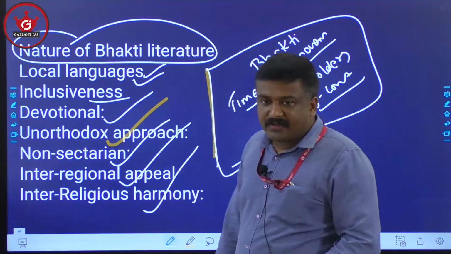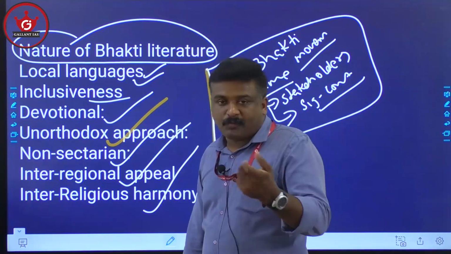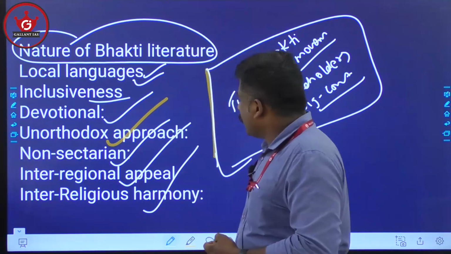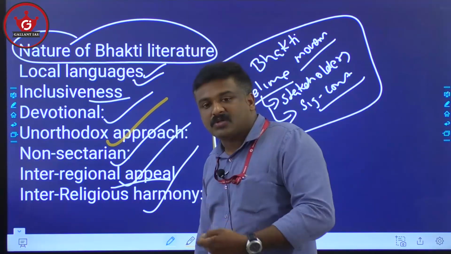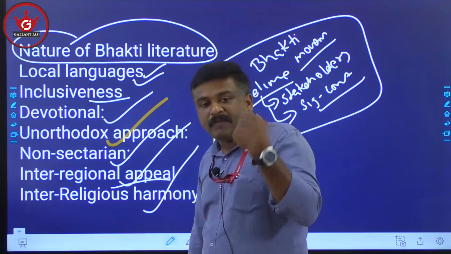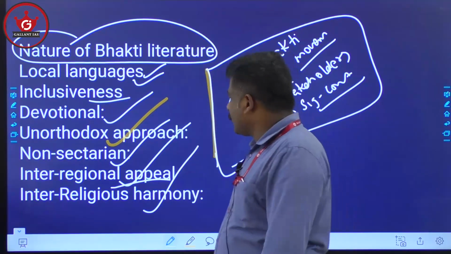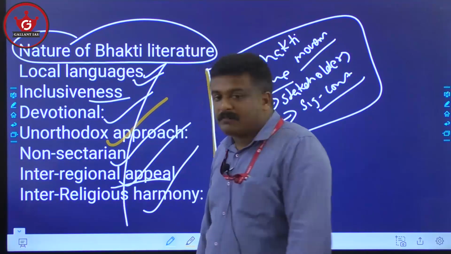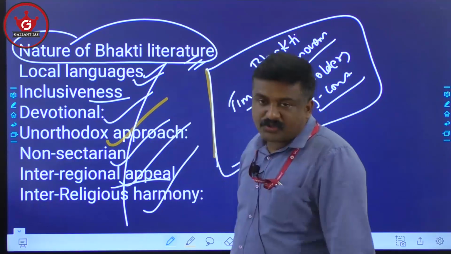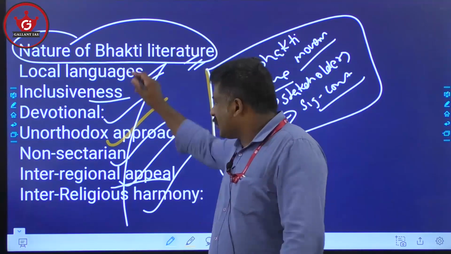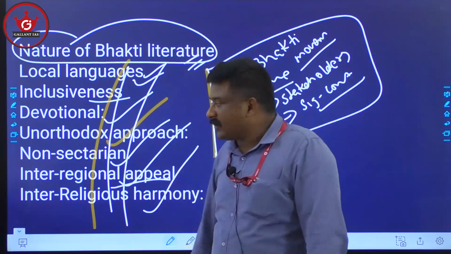For example, Baba Farid and his compositions and their influence on Sikh literature, Sikh poetry, you can mention. In the regional approach, you can see that the Ramacharita influenced the literature of other parts of India also. So these are some points which you can bring under this heading, the nature of Bhakti literature, discussing the various features and elements.